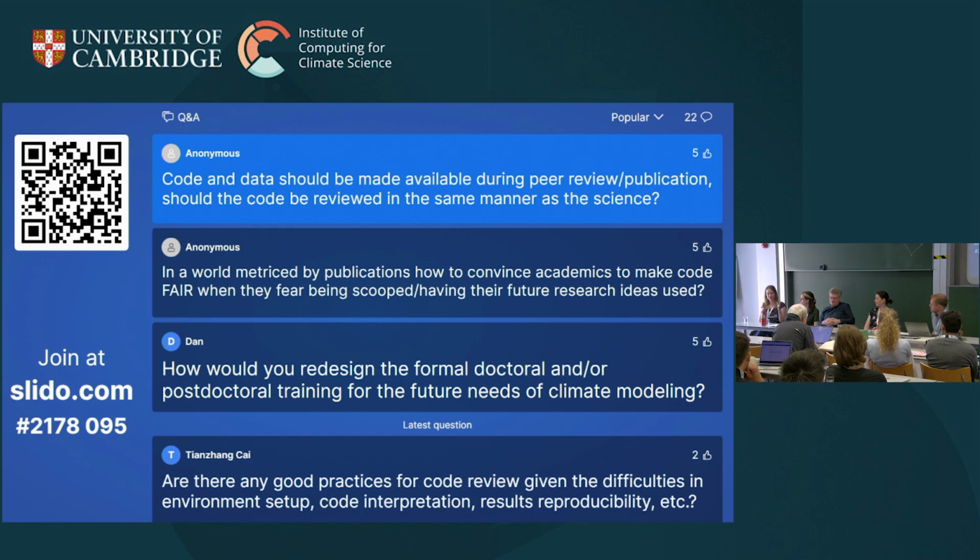So I joined it once, and then the next year they asked me again, and I said, sorry, I'm too busy to do it again. Just before you go again, Chris, has anybody on this panel reviewed a paper and commented specifically on the quality of code in doing so? Just me then. Okay.